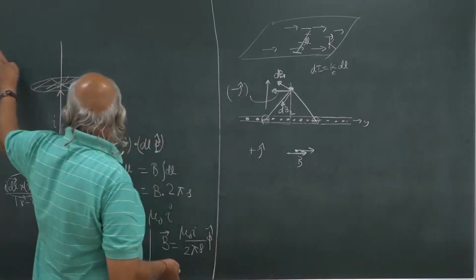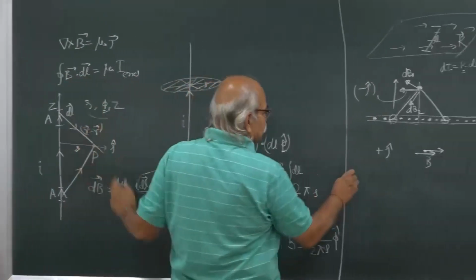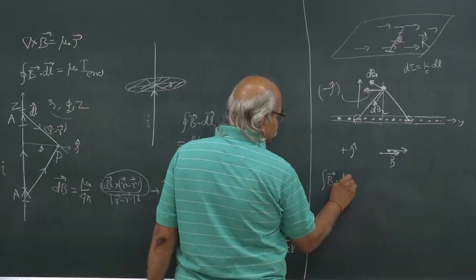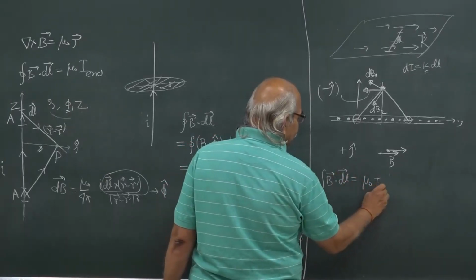Now come here, this is the equation: the closed integral of B dot dl is equal to mu naught times I enclosed.